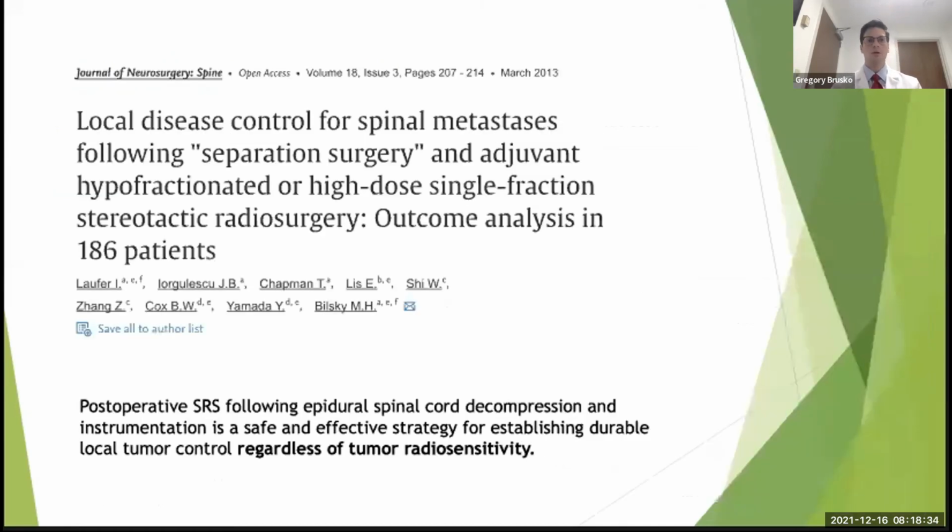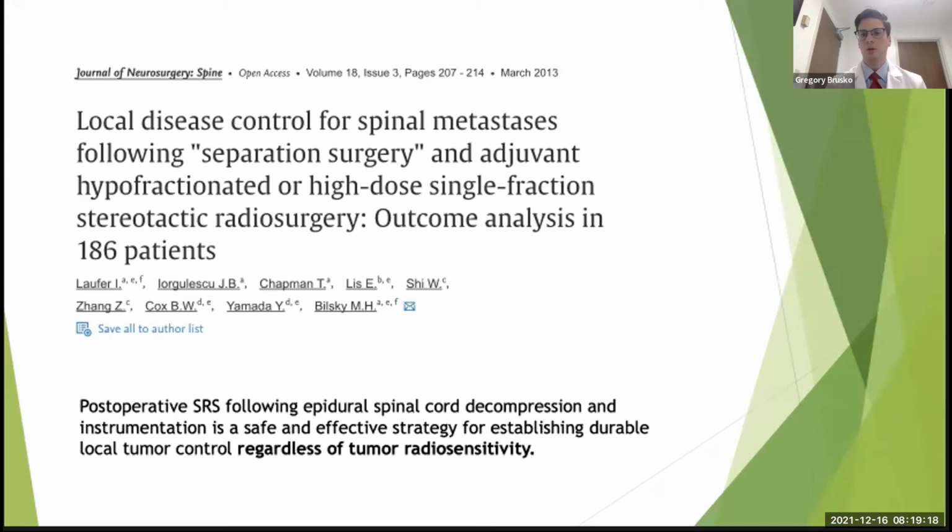And so touching a little bit further on separation surgery, this paper, again out of Sloan Kettering, described their experiences using separation surgery followed by high-dose fractionated stereotactic radiosurgery. It was published in 2013, and ultimately what they showed was that postoperative radiosurgery after separation surgery is a safe and effective strategy for establishing durable local tumor control. And importantly, interestingly, they found it was regardless of the tumor radiosensitivity.